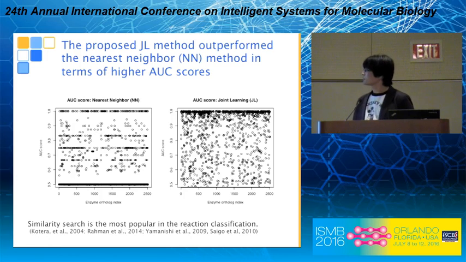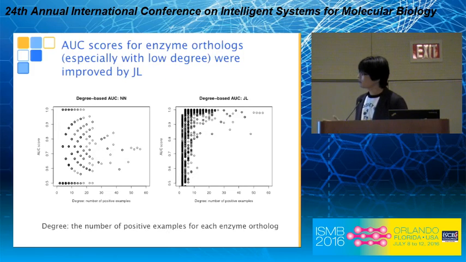In this picture, the horizontal axis represents the enzyme orthologs, and the vertical axis represents AUC scores, and the left panel and right panel show the results from NN and JL. And as shown clearly, in many cases, JL outperformed the NN method. And we also made some investigation and found that AUC scores for enzyme orthologs were improved by JL.